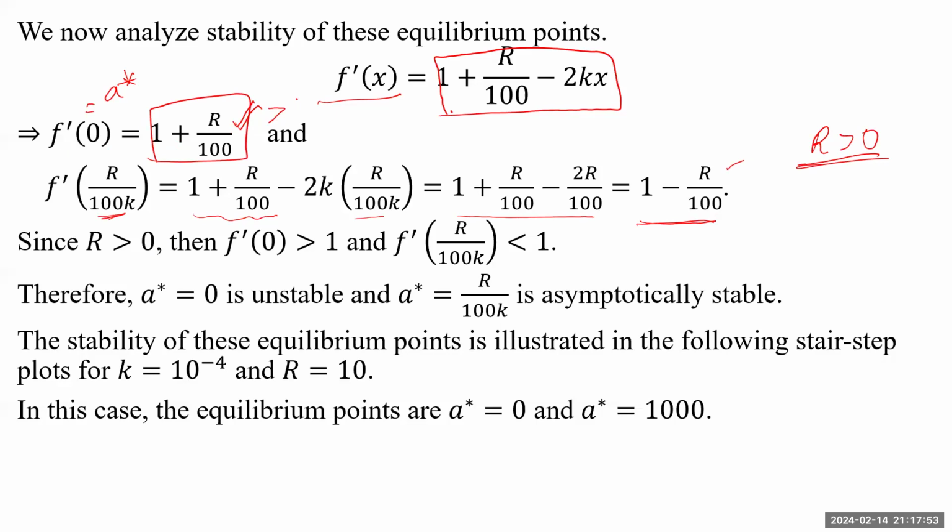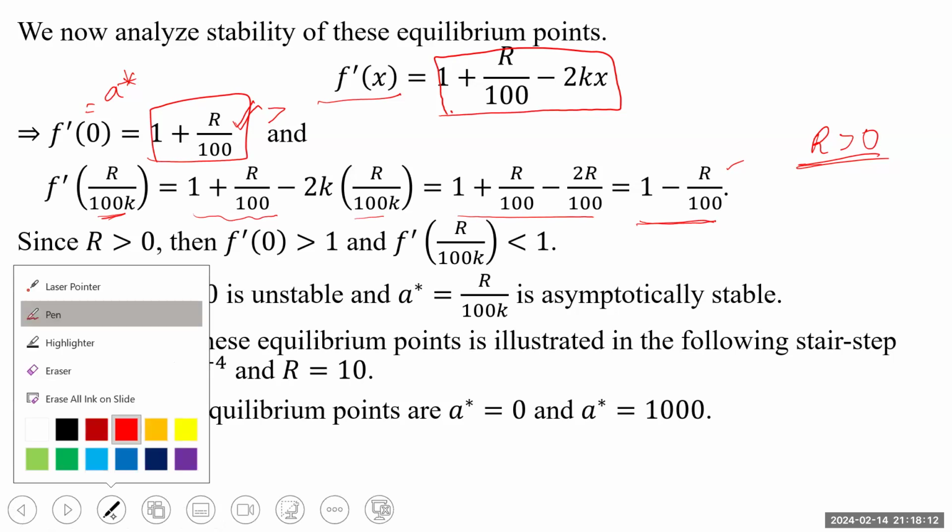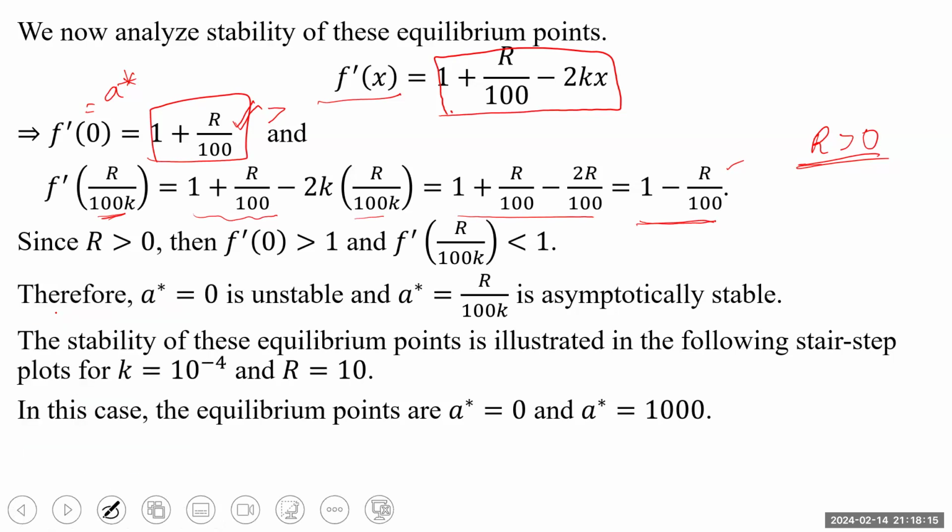In such a case, our equilibrium point is unstable. So our equilibrium point A star equals 0 is unstable. So what is the other case?